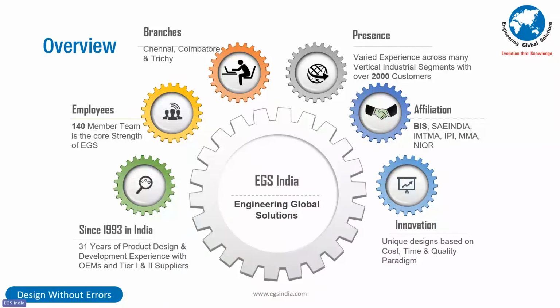We are affiliated with the Bureau of Indian Standards in developing new standards and upgrading the existing standards used by the industries, specifically in the area of material handling equipment with IS 807-3177, which got amalgamated with heavy engineering standards, and then followed by the PGD 25, which is for the drawing standards. And then SAE India, our affiliation goes very long. IMTMA for the Tool and Machine Tool Manufacturers Association, IPI for the Plastics Institute, MMA for the Management Association, and NIQR for the National Institute of Quality and Reliability.